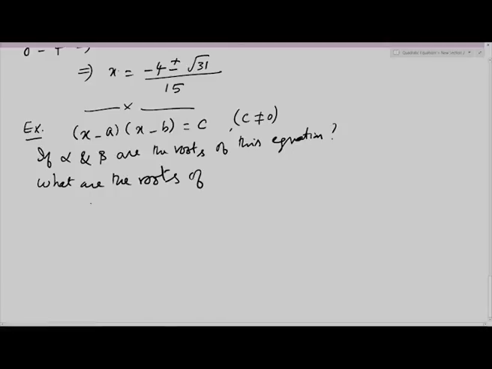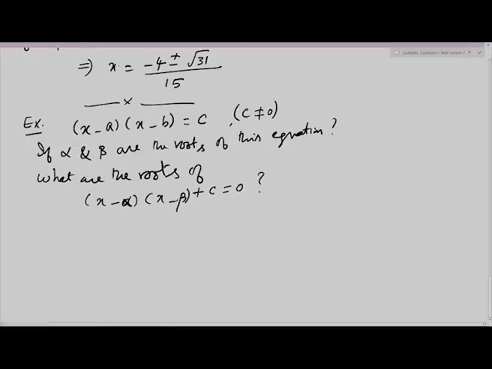That is (x − a)(x − b) + c = 0, or (x − alpha)(x − beta) + c = 0. It is given that alpha and beta are the roots of this equation, and we have assumed that c is not equal to 0. Now, we are interested in finding the roots of this given equation.